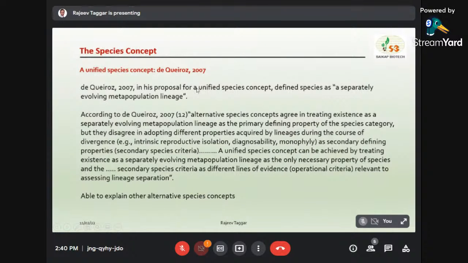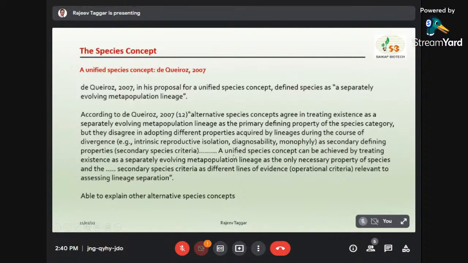So what De Quiroz said was that the moment a group of individuals start moving together, they start evolving together, and that's a species, an entirely different species, and slowly that drift is happening. Now, this is the process of speciation. And how do we define species?